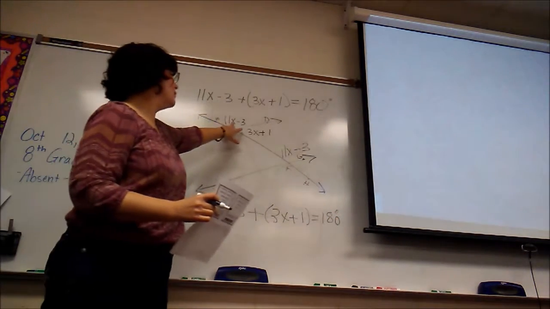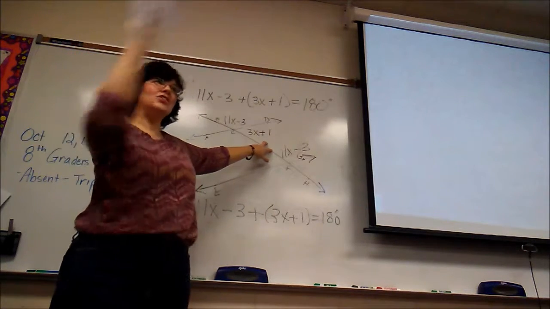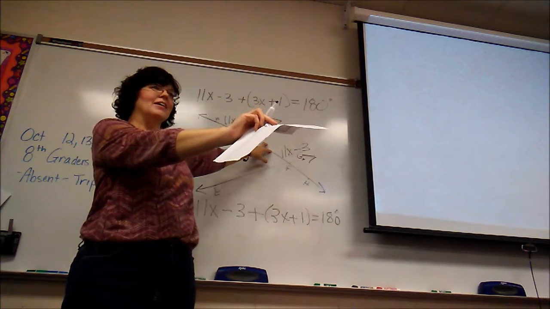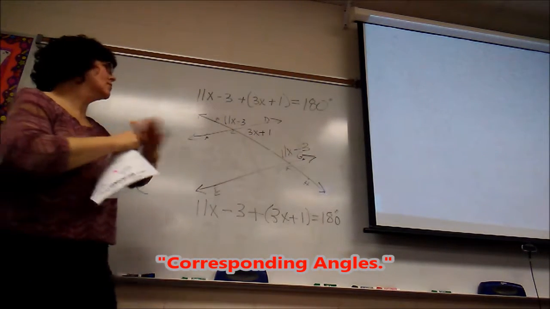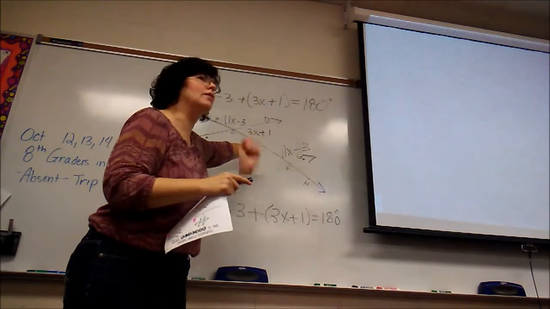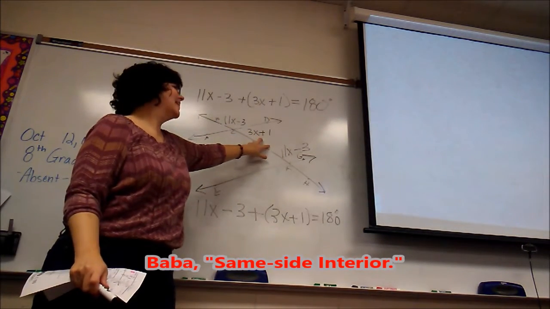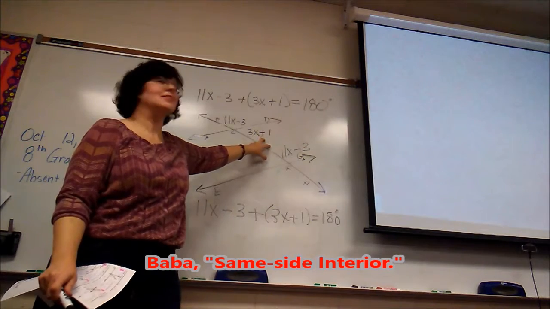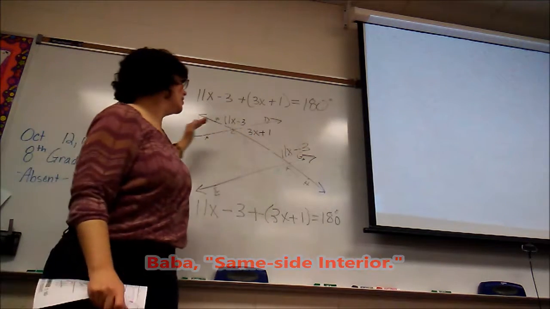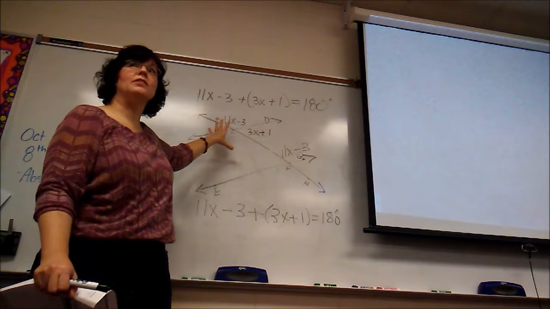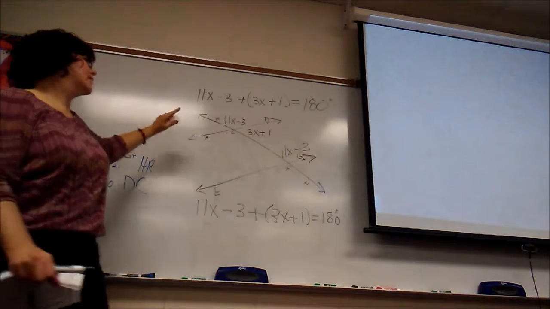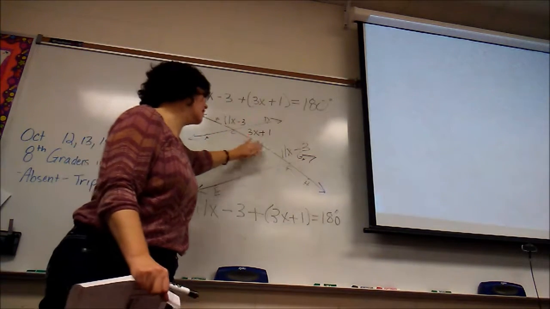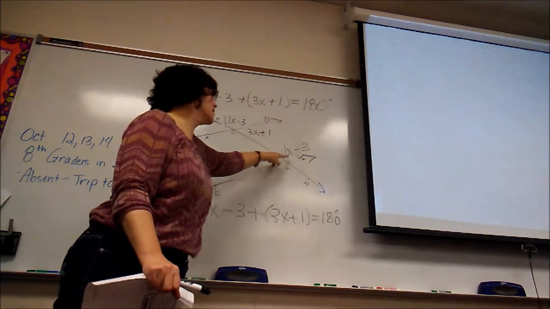And the reason why we could do that was because of what postulate? The corresponding angle postulate. So what type of angles are those right here? Okay, Bubba, what are they? Same side interior. Yes. And so, listen, this is important. The reason why Scotland was able to write this equation is that when you have two parallel lines cut by a transversal, the same side interior angles are supplementary.